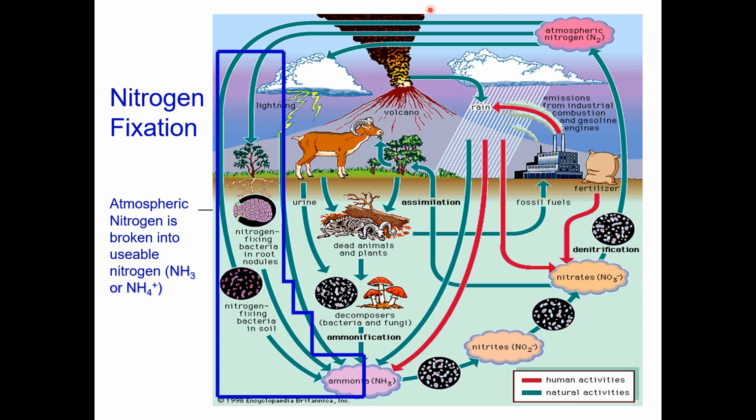And again, here we see how atmospheric nitrogen is broken down into nitrate, ammonium, and other usable forms. So there are many steps involved, as we saw just now: volcanic eruption, lightning, nitrogen-fixing bacteria, decomposers. All these play a very vital role in the conversion of N2 to ammonium and nitrate.